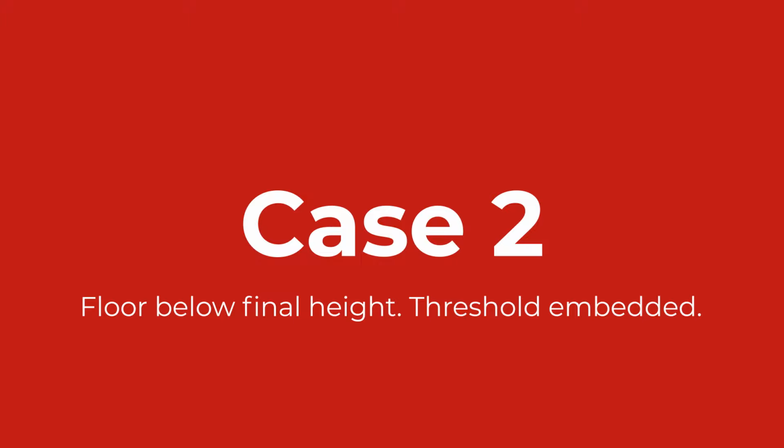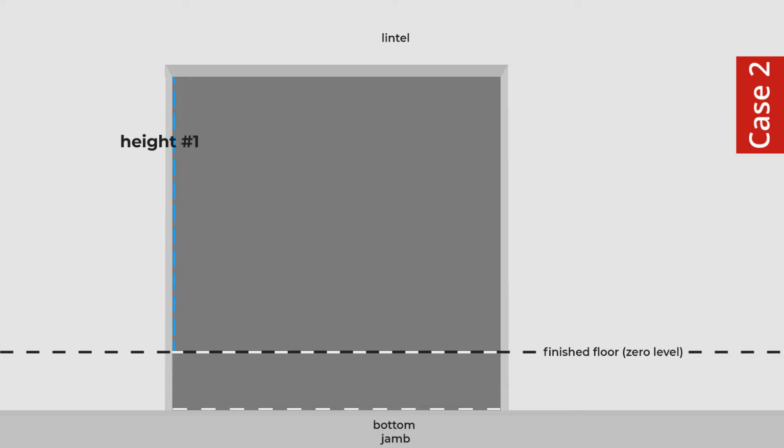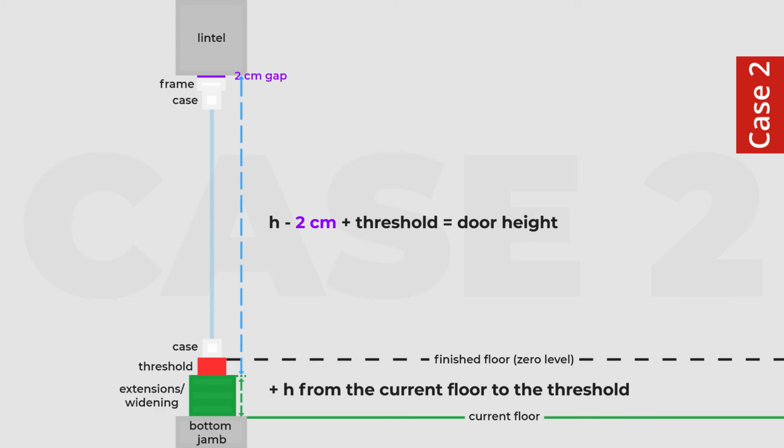If you plan to install the door with the threshold embedded in the floor, you can do the measurement as follows. Measure the height from level 0 to the lintel at a minimum of 3 points. Then you subtract 2 cm from the lowest height obtained. And this is the height of your door from the threshold to the upper part of the frame. But attention! To order the door correctly, you must add the threshold height to this height, which depending on the model, can be from 20 to 90 mm.